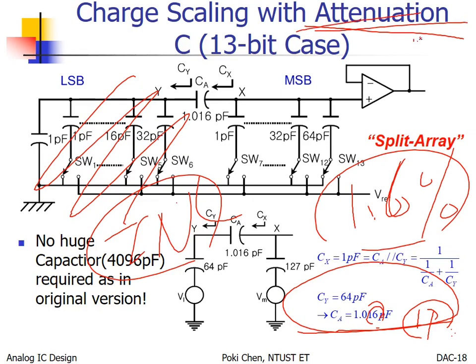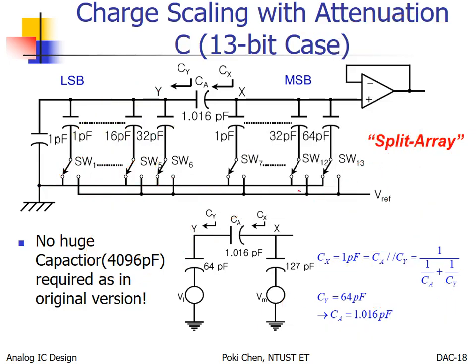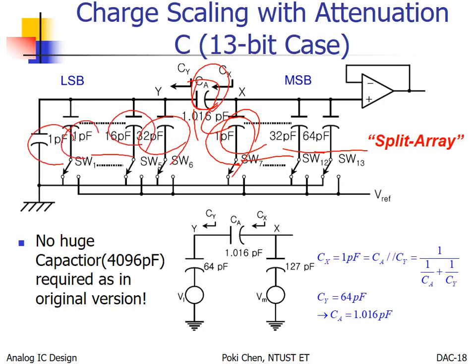So finally, the real structure for you to implement is still 1C here. 1 pico, sorry, 1 pico. Yeah, 1C, the same. So you have 64, 32 all the way to 1P, and then 1P, and then again 32, 16 all the way to 1P, 1P. That's it.